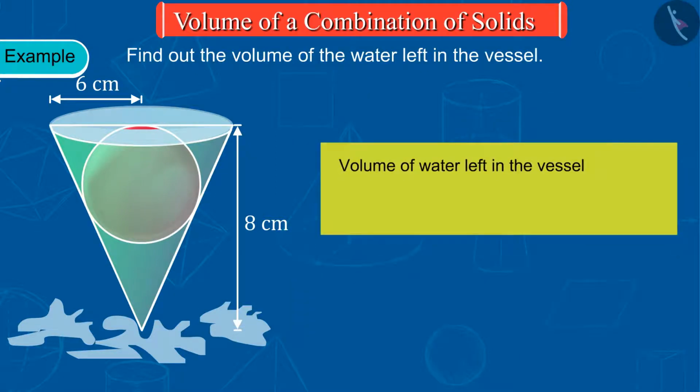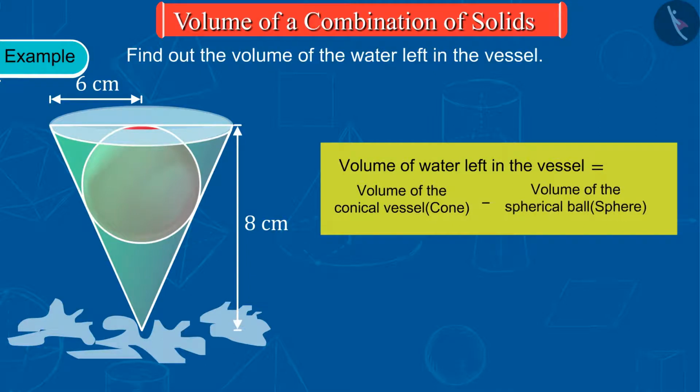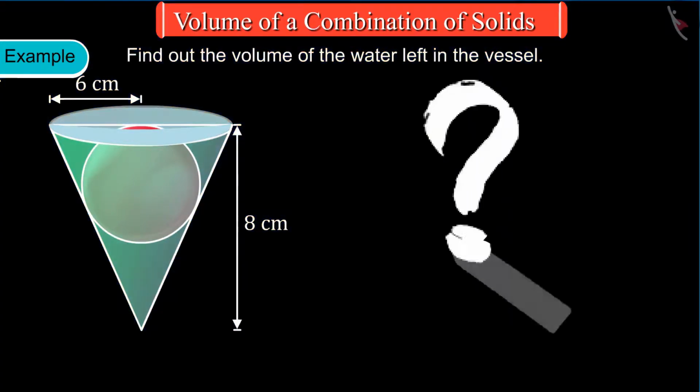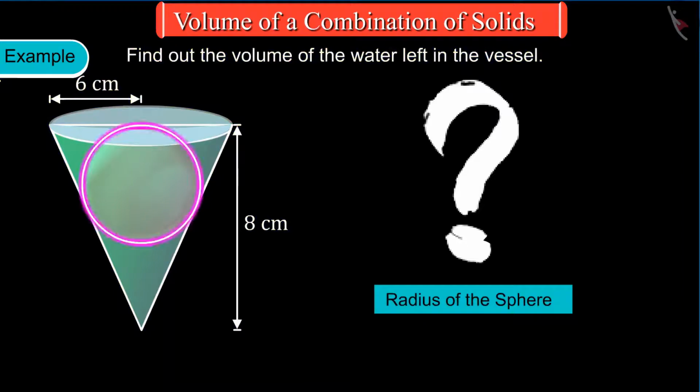So we can say that the volume of water left in the vessel is equal to the difference of the volume of the conical vessel and that of the spherical ball. So now, we have to find out the volume of the cone and the sphere. From the figure, the values of the radius and height of the cone are known to us. But the value of the radius of the sphere is not known to us, which we have to find out. Can you tell how we can find out the radius of the sphere?